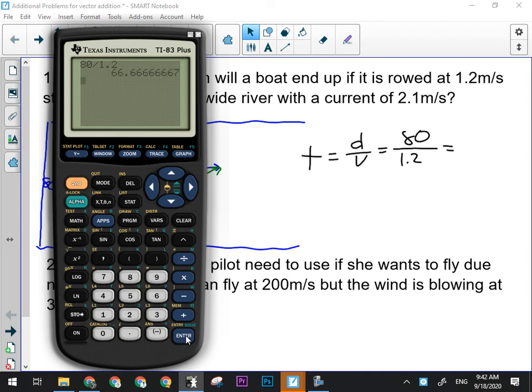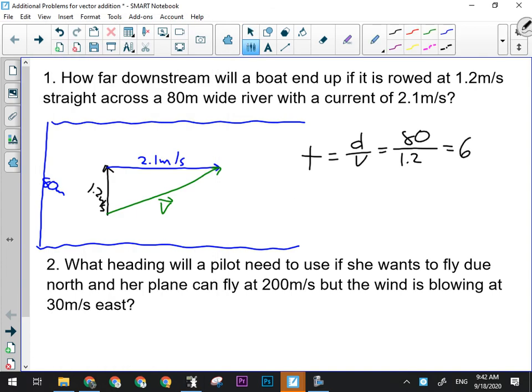Alright, oh, that's bad luck. It's going to take me 66.6 repeating seconds to get across this river. How do I figure out how far downstream I'm going to be? Okay. Just a second ago, you told me that the amount of time it takes to get across is also the amount of time I'm going down the river. Do I know how fast I'm going down the river?